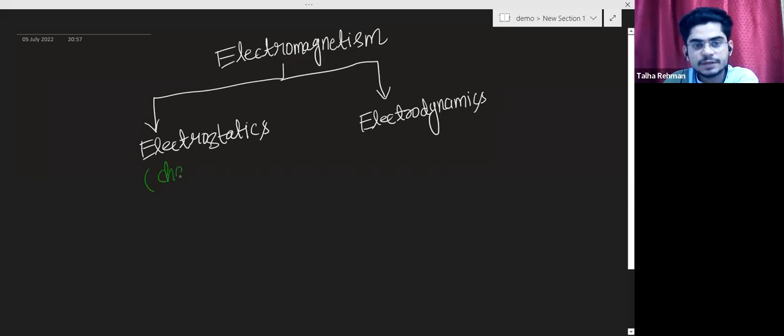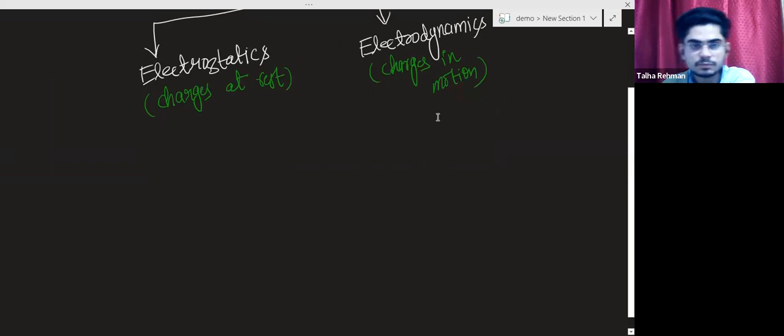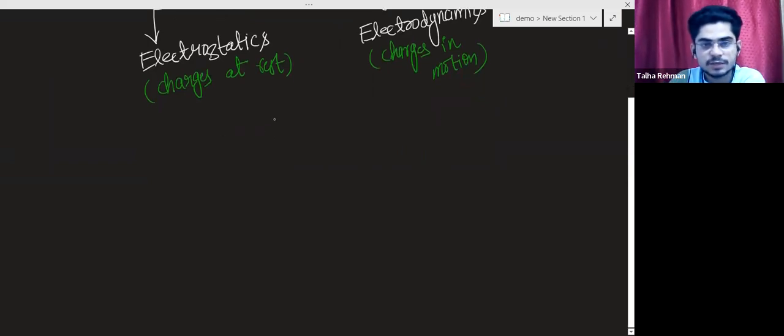In electrostatics, we study charges at rest, and in electrodynamics, we study charges in motion. That's fine. So our unit is electrostatics. This is the first unit that we will study.